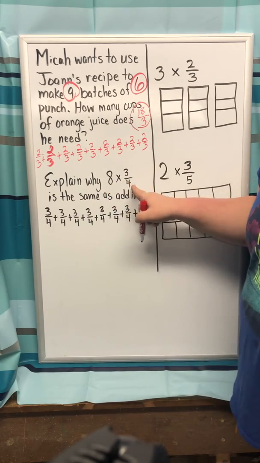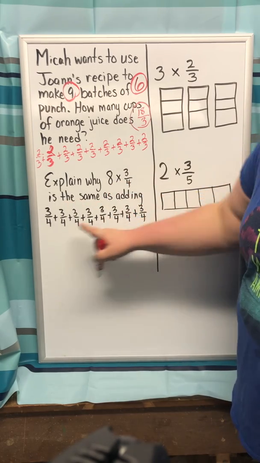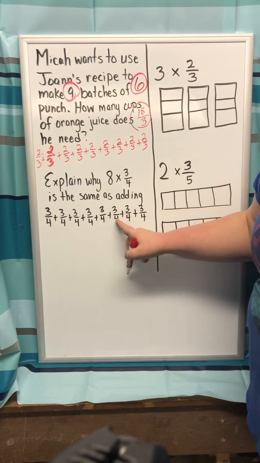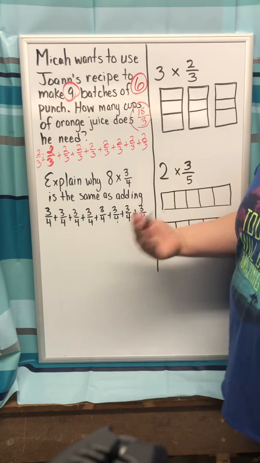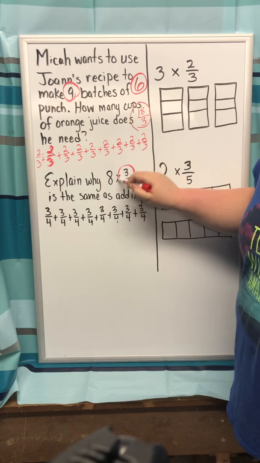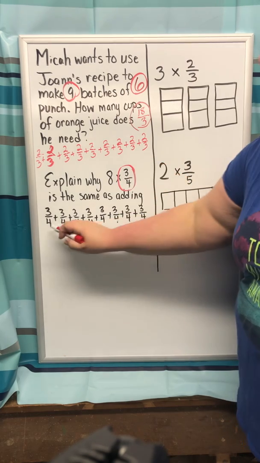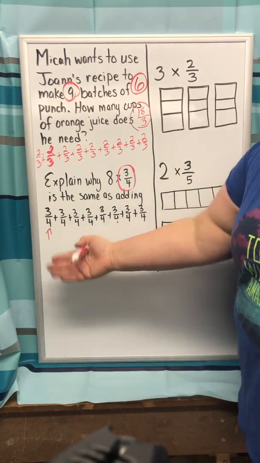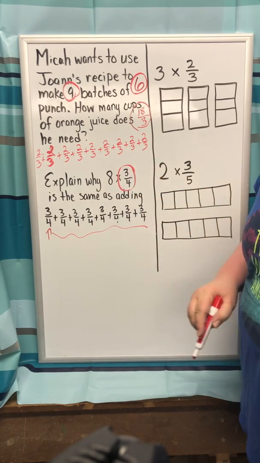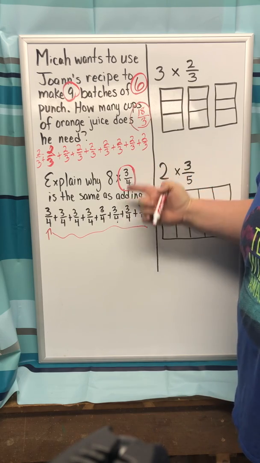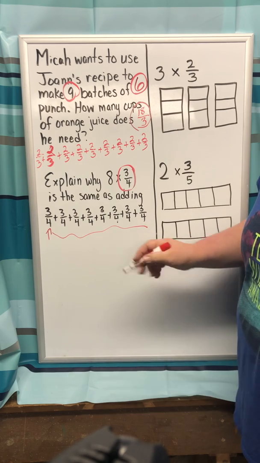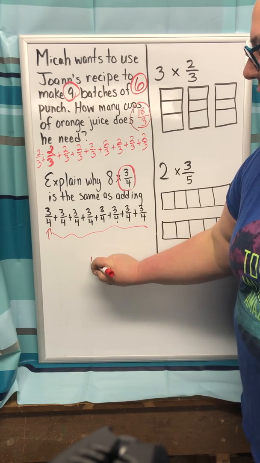Explain why 8 times 3/4 is the same as adding 3/4 plus 3/4 plus 3/4 plus 3/4 plus 3/4 plus 3/4 plus 3/4 plus 3/4. Again, it's like this problem that we just did in number 1. We're using repeated addition of 3/4, so we're using the number 3/4, and we're adding it 8 times. 8 times 3/4 will give us the same answer regardless of how we do it. They didn't ask us for an answer, but just in case, we're going to solve anyways, to make sure we understand.